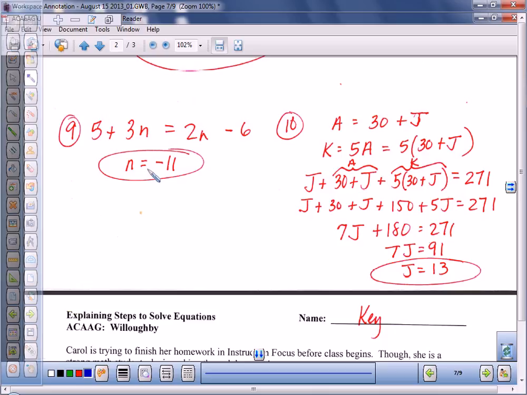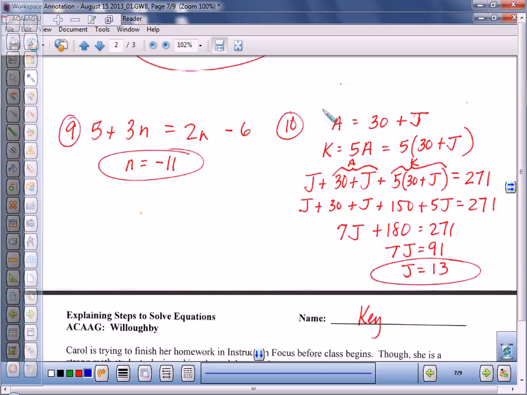Jake, Anna, and Kyle. My son, my daughter, and my hubby. Well, we were saving for a trip to go to Disney World the year I wrote this worksheet. So it was about going to Disney World.